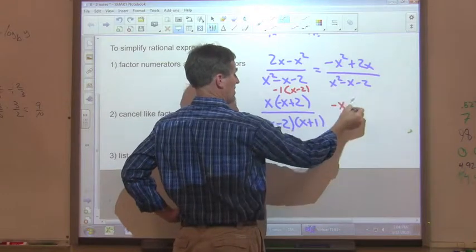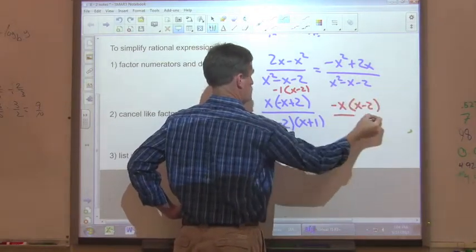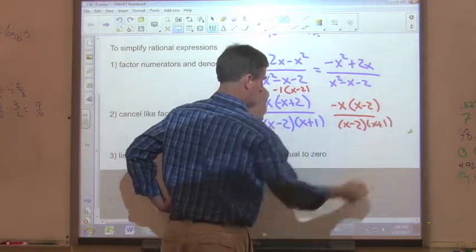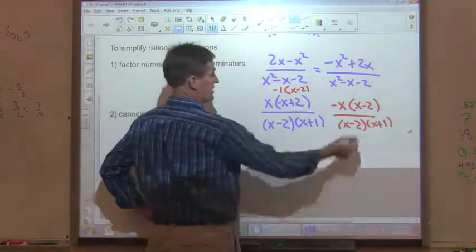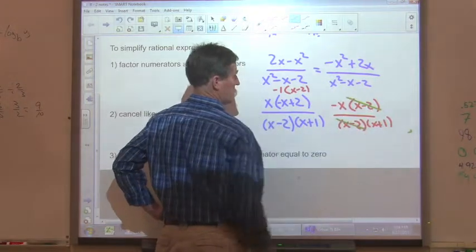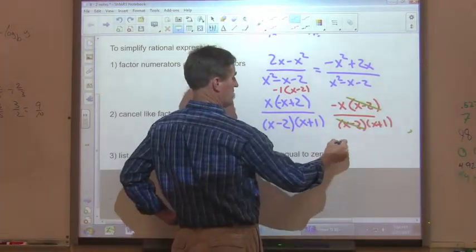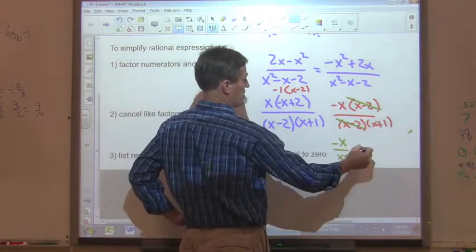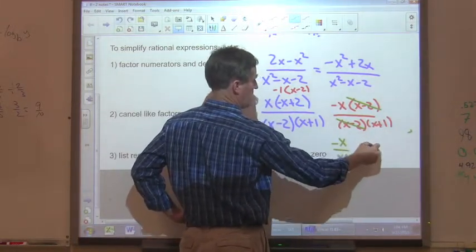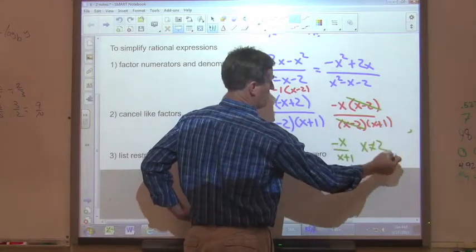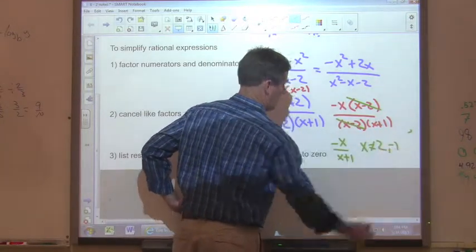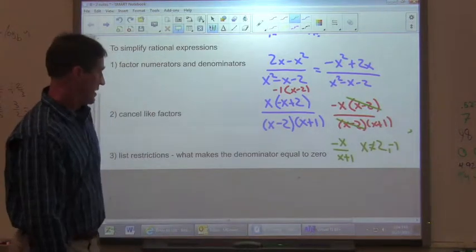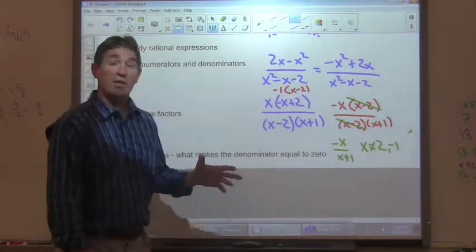I get negative x times x minus 2 over x minus 2 times x plus 1. We cancel the like factors, and then we list, so our answer is negative x over x plus 1, and our restrictions are x cannot equal the opposite of this, so 2, and the opposite of that, negative 1. And we're finished. And that's what you're doing on the simplifying.